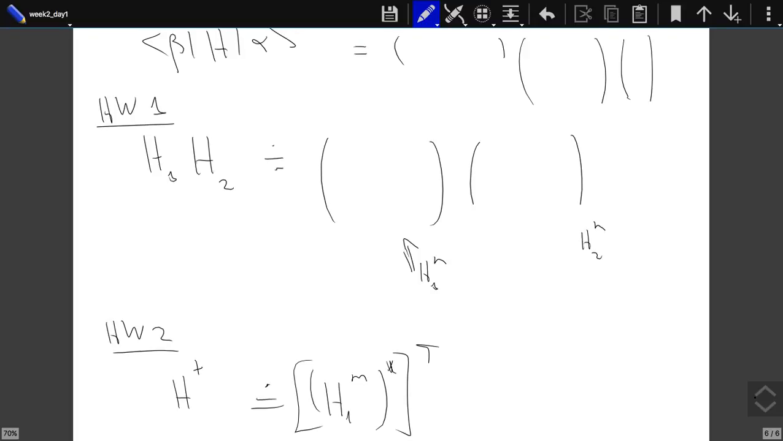Now first, let's say we have this Hermitian operator. Can you close the door also?